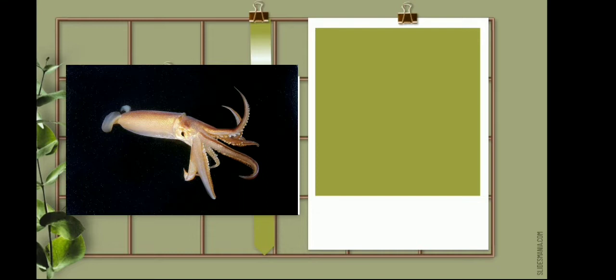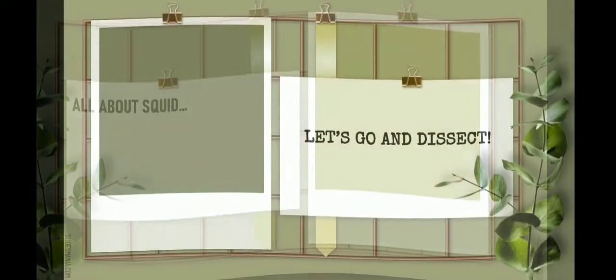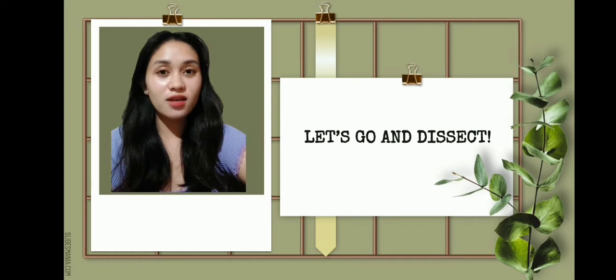Squid are cephalopods in the superorder Decapodiformes. They have elongated bodies with 8 arms and 2 tentacles. Their head has bilateral symmetry. Squid can be found in areas such as oceans and seas, and biologists estimate that there are about 500 species of squid. Now, let us proceed to the actual dissection.